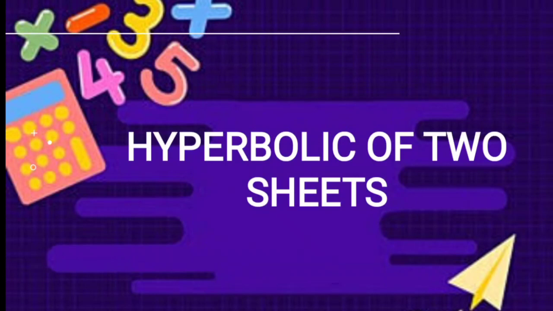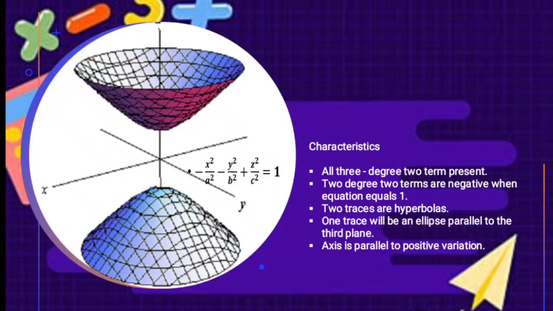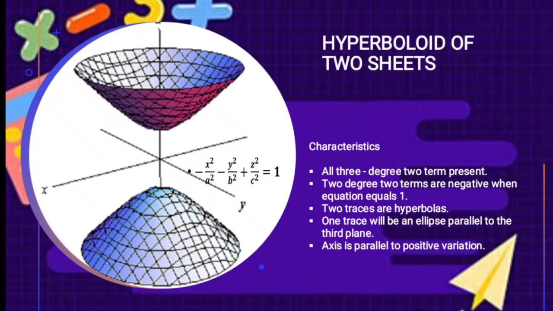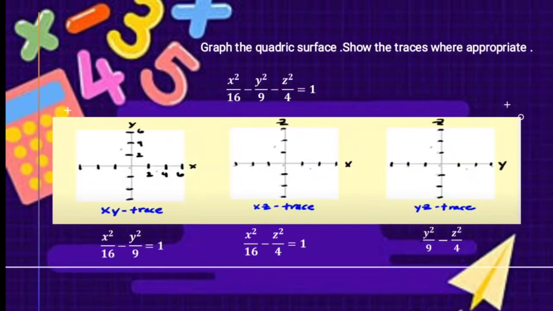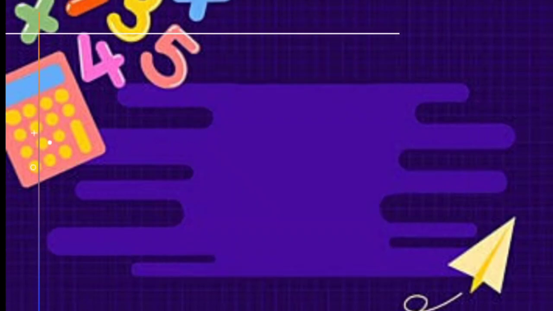So, hyperboloid of two sheets. The characteristics are: all three degree-2 terms present, then two degree-2 terms are negative when the equation equals 1, then two traces are hyperbolas, one trace will be an ellipse parallel to the third plane, and the axis is parallel to the positive variable. That's all.